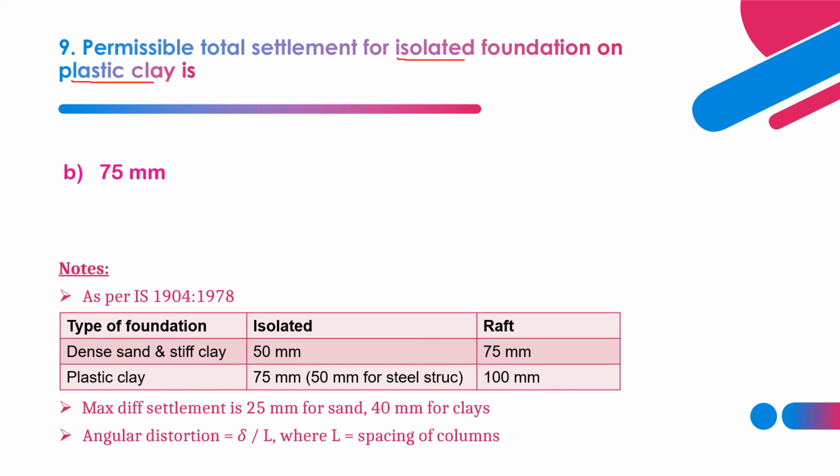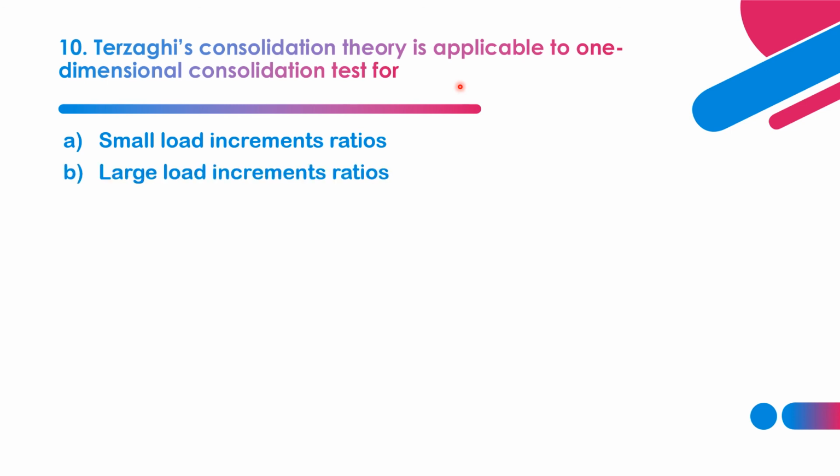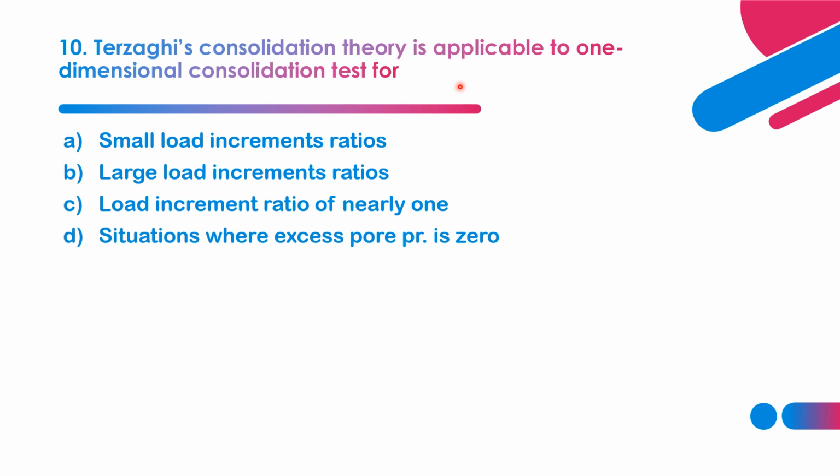Now let's see the last question, the 10th one. Terzaghi's consolidation theory is applicable to the one-dimensional consolidation test for what? Option A, small load increment ratios. Option B, large load increment ratios. Option C, load increment ratio of nearly 1. Option D, situations where excess pore pressure, that is neutral pressure, is 0.